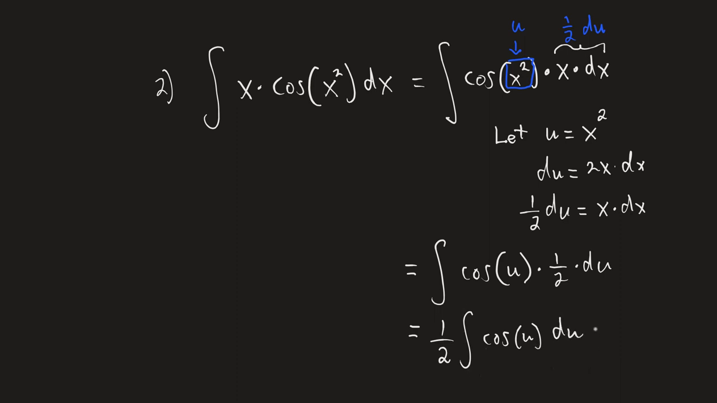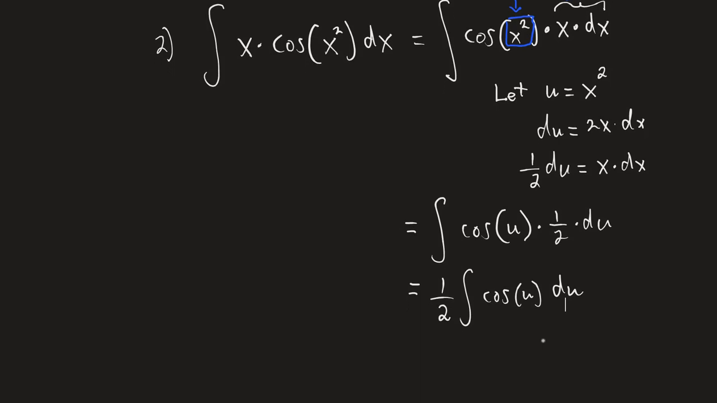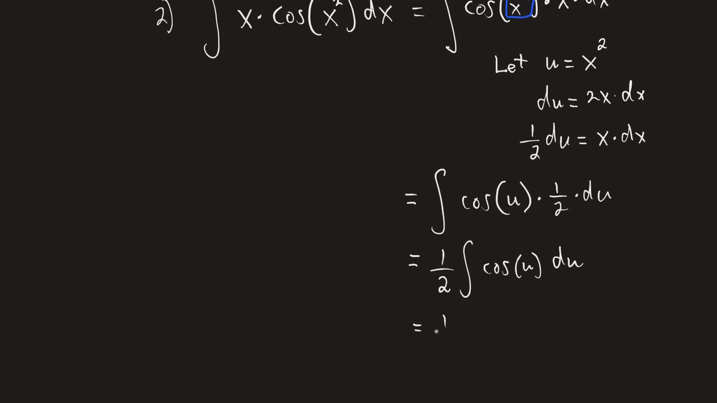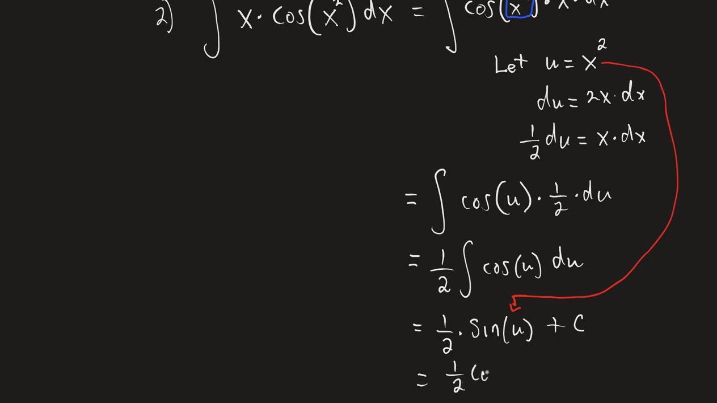And now I can find the antiderivative of cosine of u with respect to u. That's one of our basic trig antiderivatives. So what do I have? This is 1/2. The antiderivative of cosine is a positive sine of u, and then we add our plus c, right? And then it's not complete until we write our final answer in terms of x. So wherever there's a u, we're going to take this and just plug it in right here.